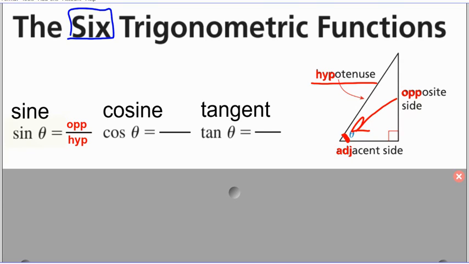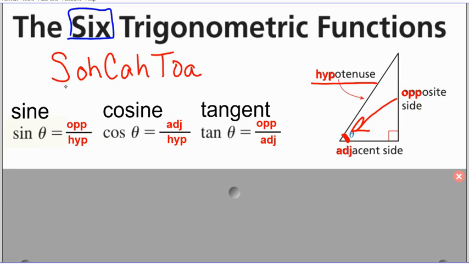Cosine of an angle is going to be the length of the adjacent side over the hypotenuse. Adjacent is a fancy word that means next to. And then tangent is going to be the length of the opposite side over the length of the adjacent side. So that we get from SOHCAHTOA, if you remember. Let me write it down again, the shorter way. SOHCAHTOA: sine is opposite over hypotenuse, cosine is adjacent over hypotenuse, tangent is opposite over adjacent.